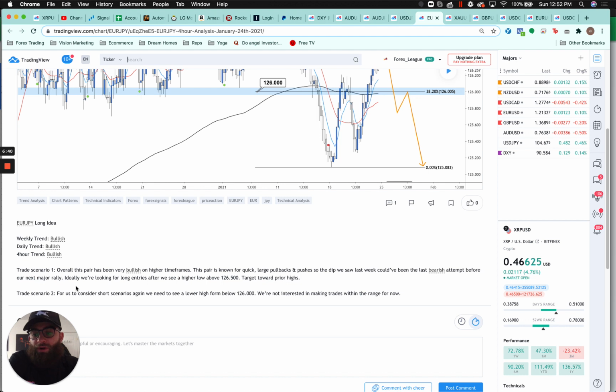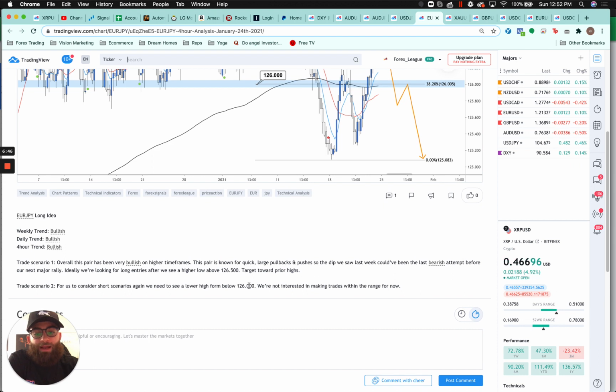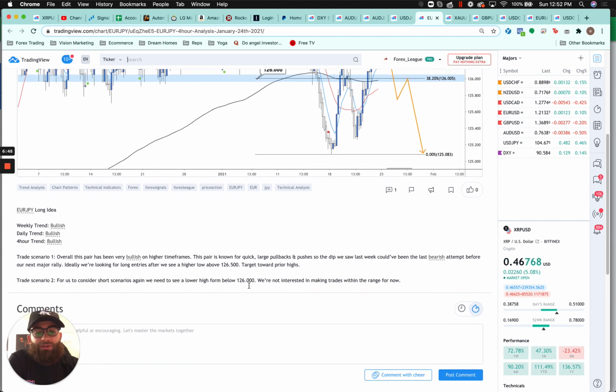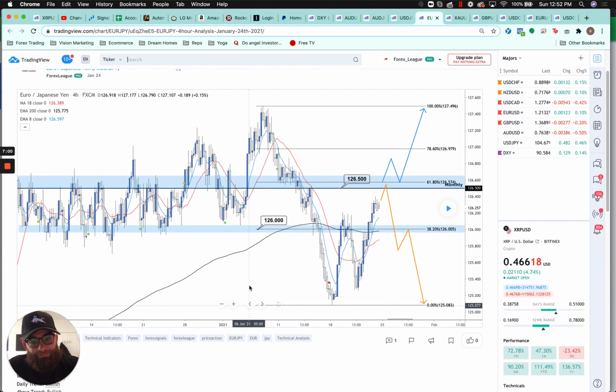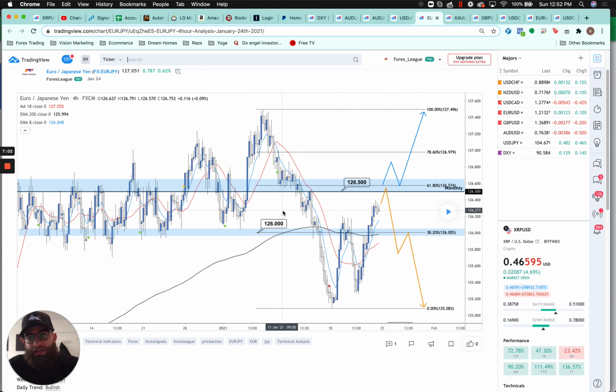So trade scenario 1. Overall, this pair has been very bullish on the higher time frames. This pair is known for quick, large pullbacks and pushes, so the dip we saw last week could have been the last bearish attempt before our next major rally. Ideally, we're looking for long entries after we see a higher low above 126,500. So let's look up. As we can see here, guys, we're on the 4-hour.